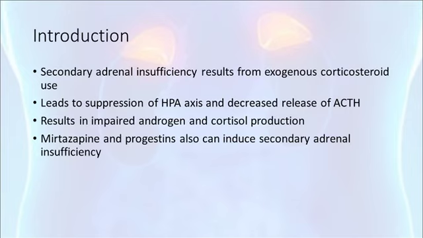Secondary adrenal insufficiency results from exogenous glucocorticosteroid use or from use of large amounts of glucocorticosteroids for a long period of time. This leads to suppression of the hypothalamic-pituitary-adrenal axis, which then decreases the release of ACTH, right, and results in impaired androgen and cortisol production. Megestrol and progestogens may also induce secondary adrenal insufficiency. Other causes of adrenal insufficiency include medications that inhibit cortisol synthesis, such as ketoconazole, or those which increase metabolism of cortisol, such as phenytoin, rifampicin, and phenobarbital. Those all can lead to adrenal insufficiency.